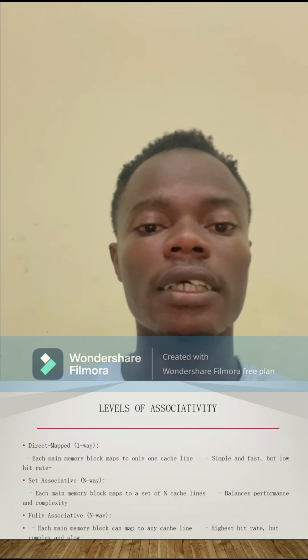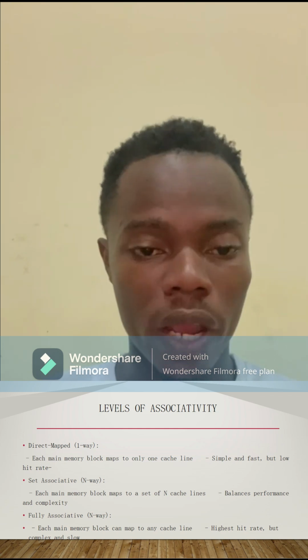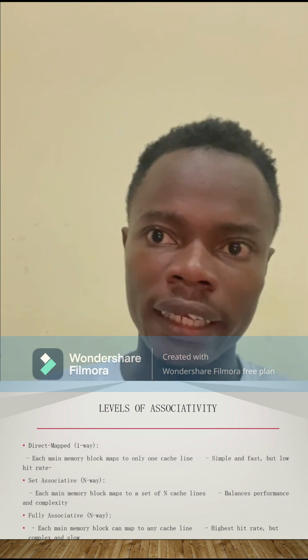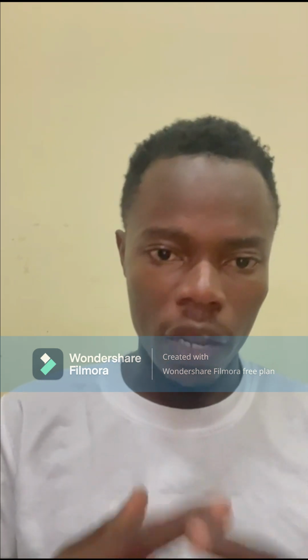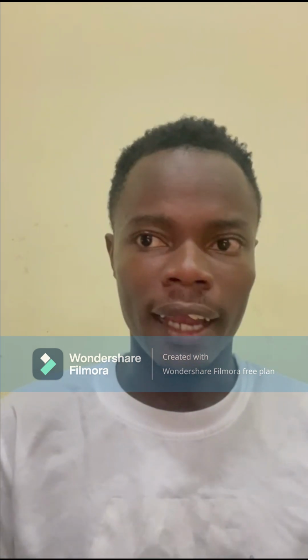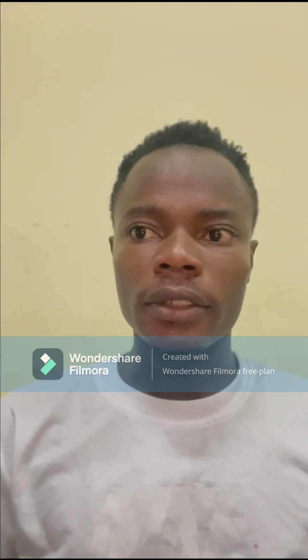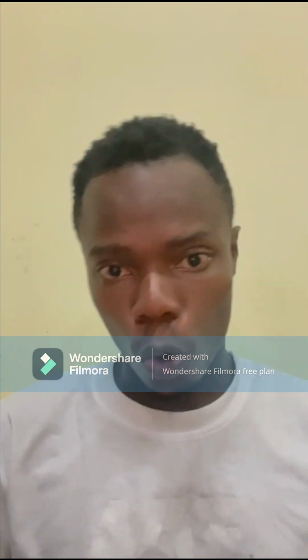The second one is set associativity, which is also known as N-way. Each main memory block in this maps to a set number of cache lines. This balances performance and complexity. And the last one is fully associative, which is also another form of N-way cache. Each main memory block of this type of cache can map to any cache line. This type of cache has the highest hit rate, but due to its complexity, it is very slow.